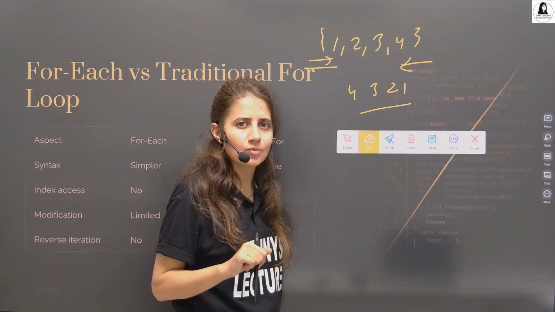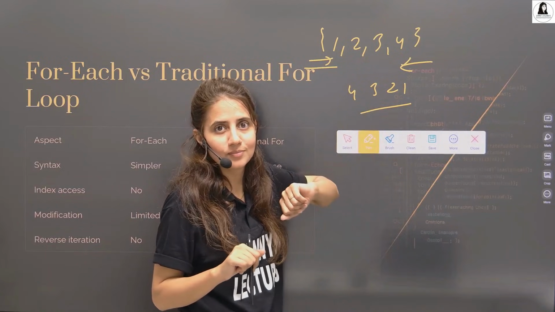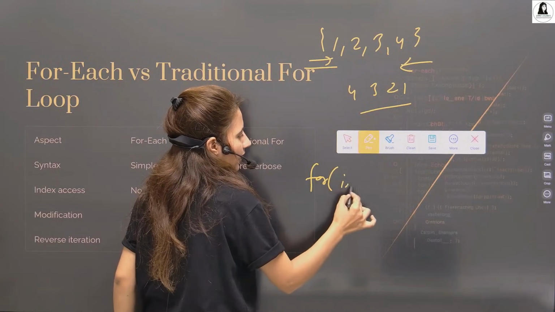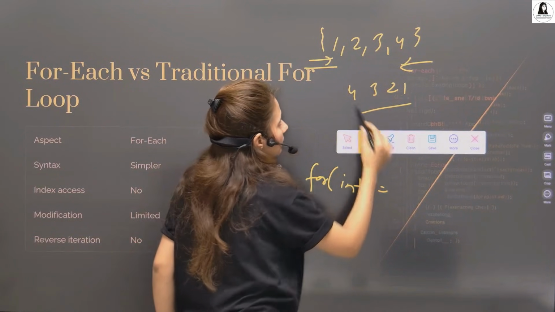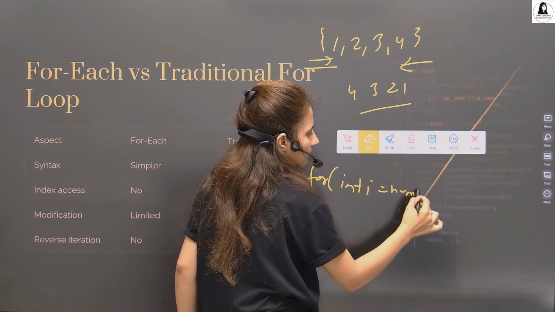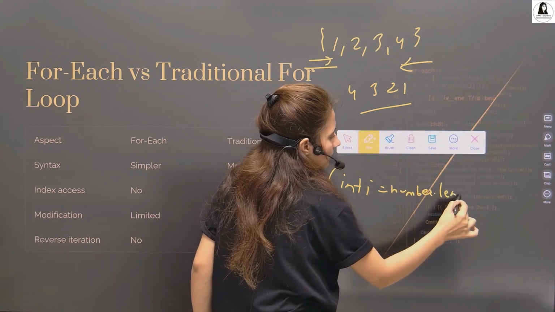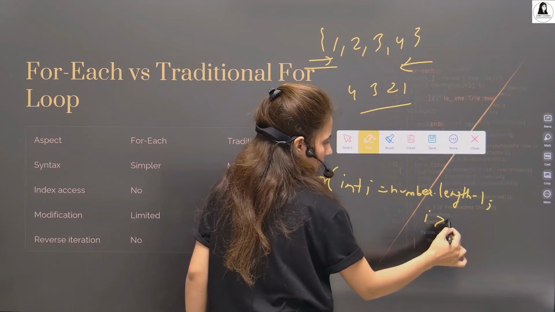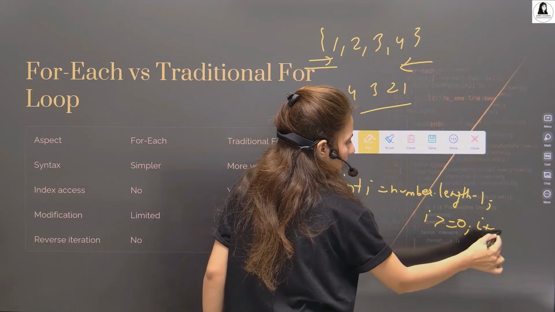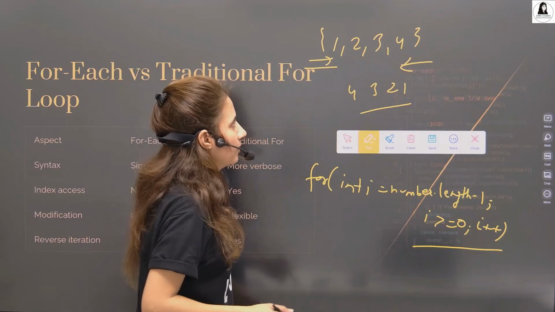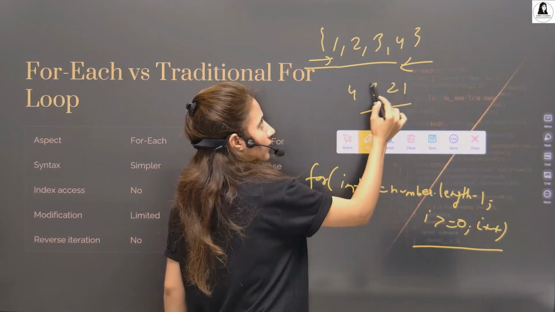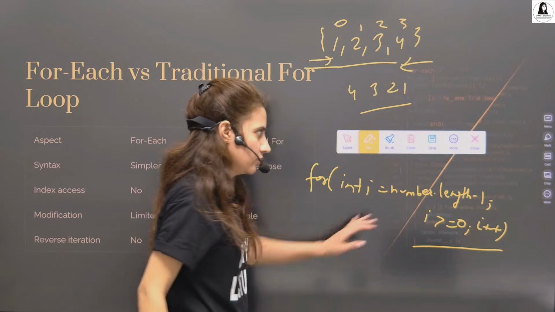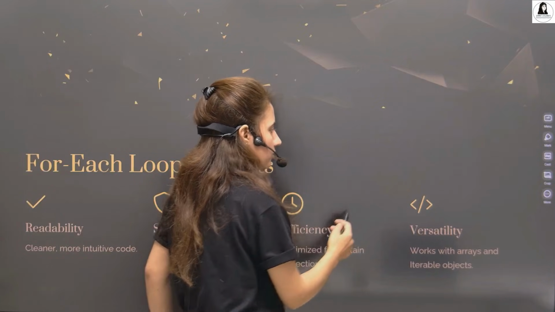You can pause the video and try this out: how to print this with traditional for. I hope you have done this. It's very simple. Just set the variable int i equal to numbers.length minus 1, and then i greater than or equal to 0, and i minus minus. The length is 4, so it would be 3. At 3, then 3, 2, 1, 0, so this would be traversed in reverse order. So with the traditional for, it's possible.